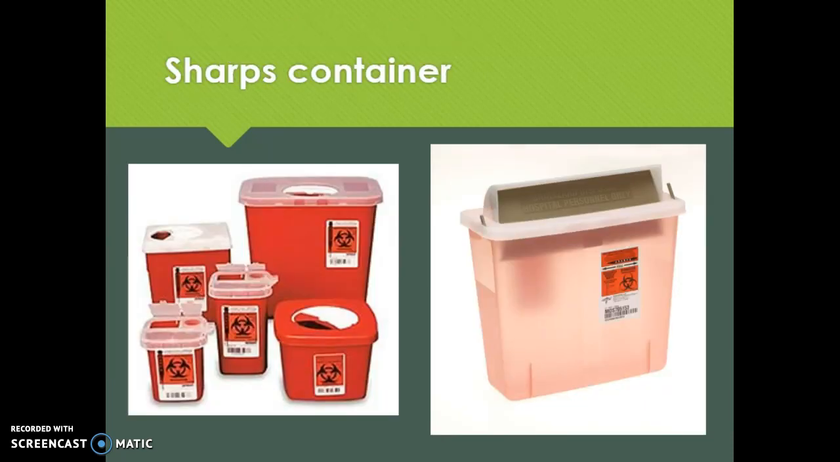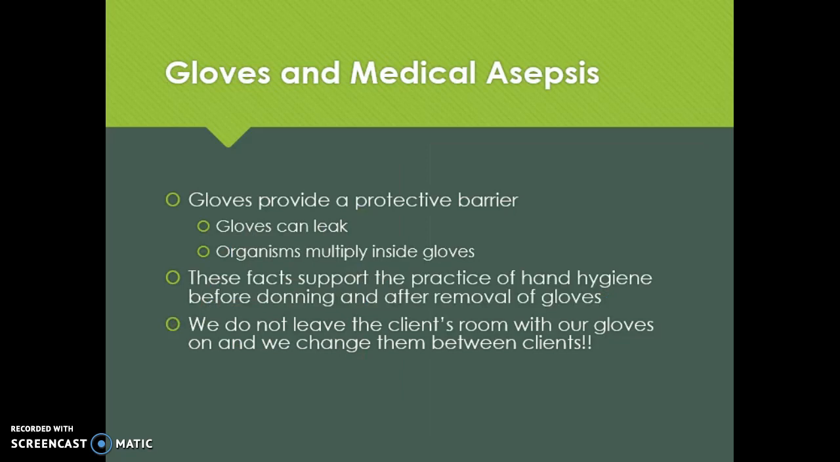Sharps containers. These are pretty easy to recognize. You can put anything in here that could potentially hurt another person. Now, usually it's used for anything sharp, meaning scalpels, syringes, anything like that. But also, depending on your facility, they dispose of other things in the sharps, but it is meant for anything that can cut or pierce the skin of a person.